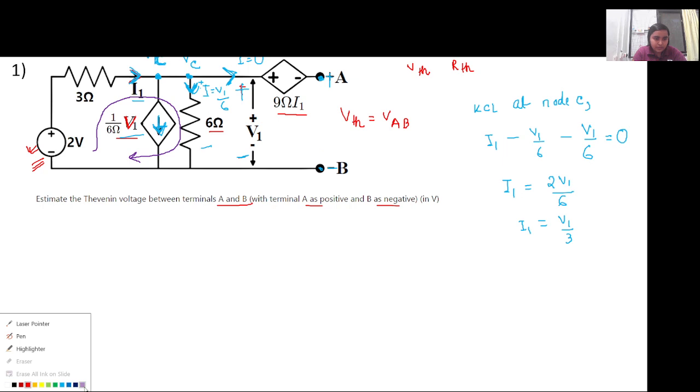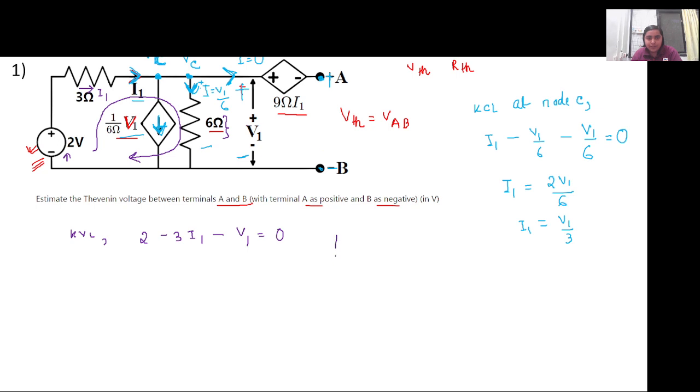So let's calculate it. When we apply KVL across this loop, we first start from here. So it is 2 volt. Then current I1 is flowing through this 3 ohm resistor, so it is minus 3 into I1. Now through this 6 ohm resistor, V1 by 6 current is flowing, right? Or you can simply say that since the voltage drop across the 6 ohm resistor is V1, we can write minus V1 equal to 0, right?